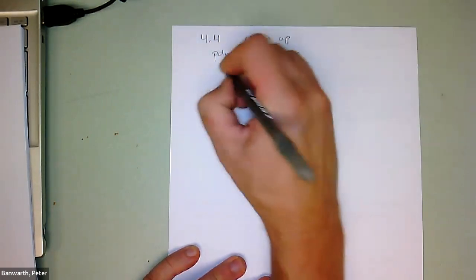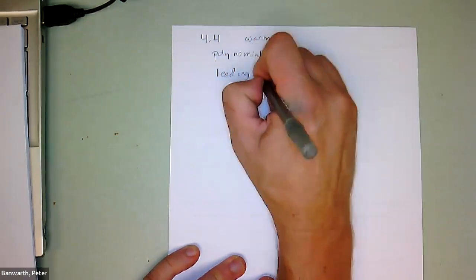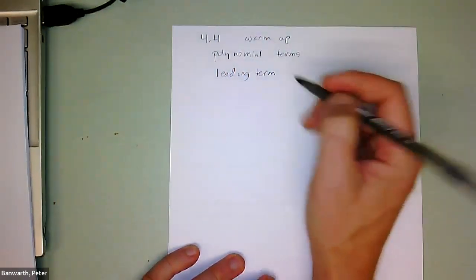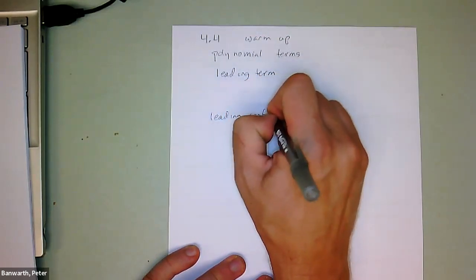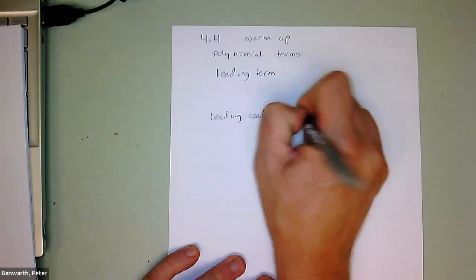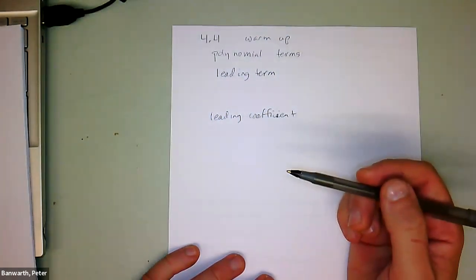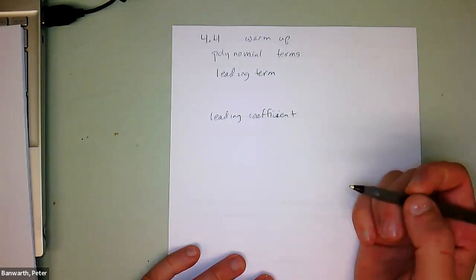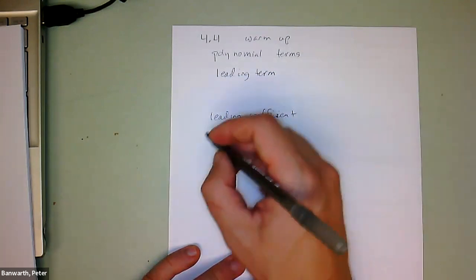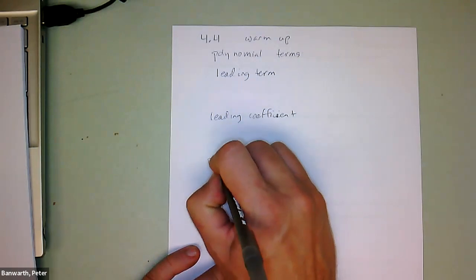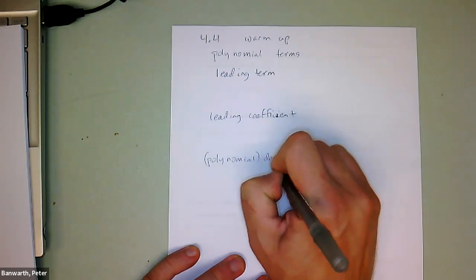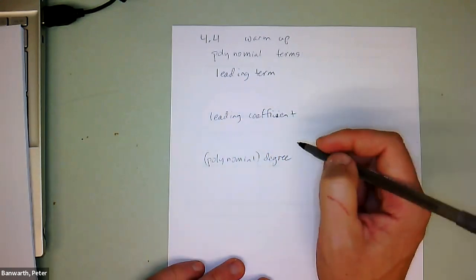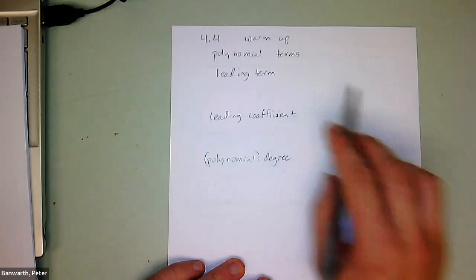Polynomial terms. Leading term, I'm going to write them all down and then I'll define them. Leading coefficient. I'm writing fast, but you can always slow this video down. I'm going to try to upload it to YouTube and you should be able to slow it down to half speed or whatever. Polynomial degree. We usually don't write the word polynomial, we just write degree. What's the polynomial degree? Those are the three I see on this page.